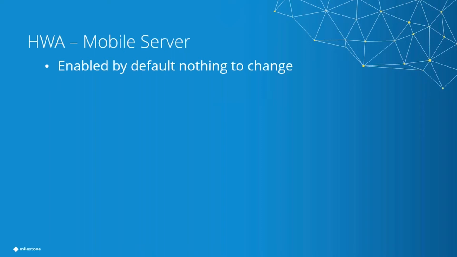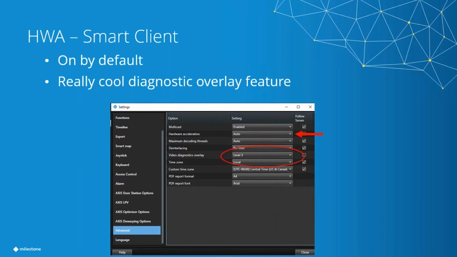And in the smart client software, you have an interesting feature where it's going to be on by default. That's where the arrow is pointing at the top of the screen there. That's where it says auto, and it has hardware acceleration listed there. So it's going to be on or auto by default, but you can turn it off if you want to.